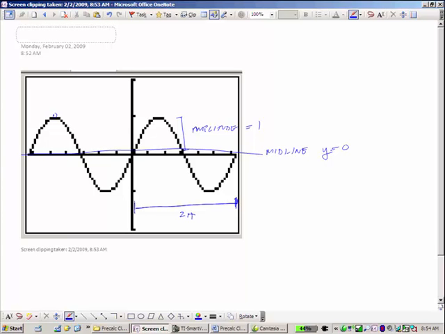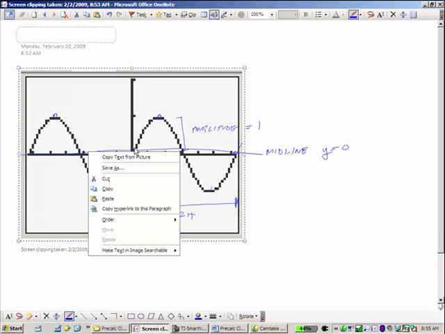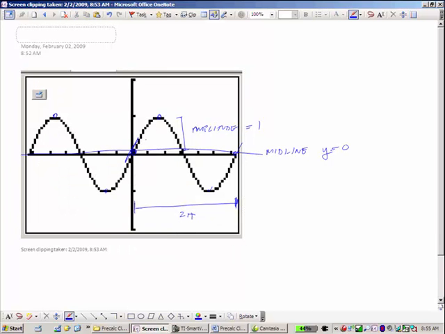Wherever you measure, if you measure from max to max or min to min, or the midline going up to the midline going up, remember, don't get fooled. Don't do midline to midline, because that would be only half the period. You have to do midline going up to midline going up. It's going to be 2 pi. It's the same as 360 degrees. And that's our basic sine function.